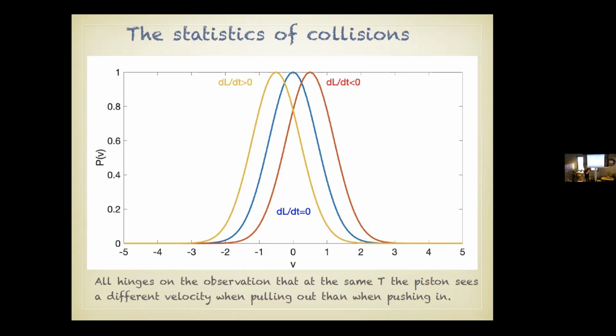So we move the piston so slowly that we still can assume the bulk of the gas to be essentially in equilibrium with itself, meaning that the velocity distribution of the gas molecules is still a Maxwell-Boltzmann distribution. But now the piston moving out sees a little bit of a shifted distribution that is shifted by its own velocity.